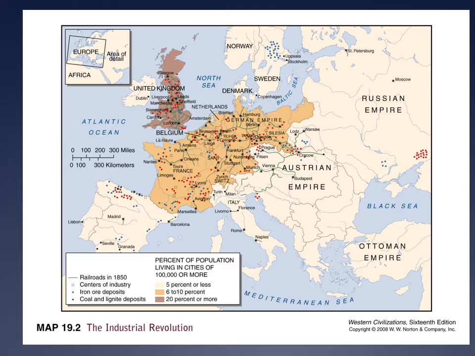What this map shows you is that the different color of Great Britain shows you that by 1850 it was vastly more urban than the rest of continental Europe.